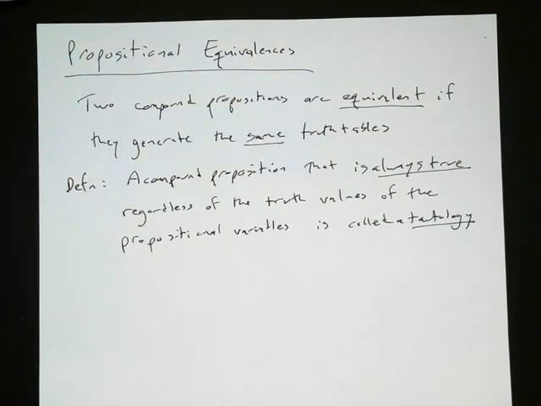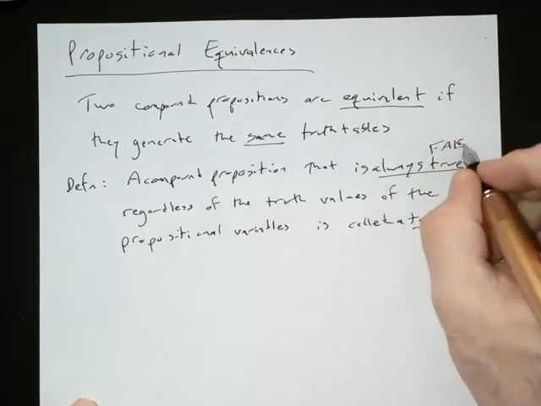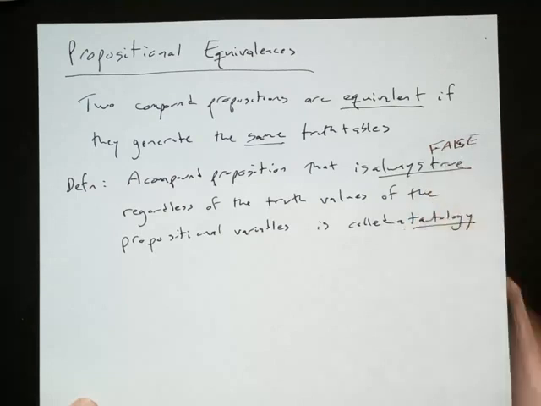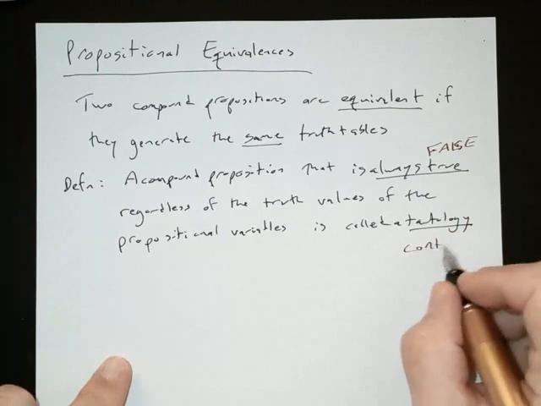If my result is always true, I build out the entire truth table and the rightmost last column is always true, we're going to call that a tautology. I can change one word in this definition from always true to always false. And then instead of a tautology, we'll use the word contradiction.